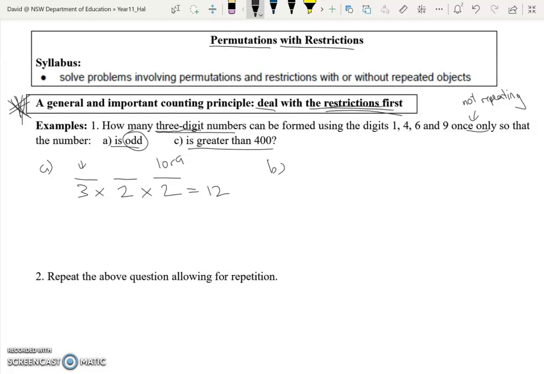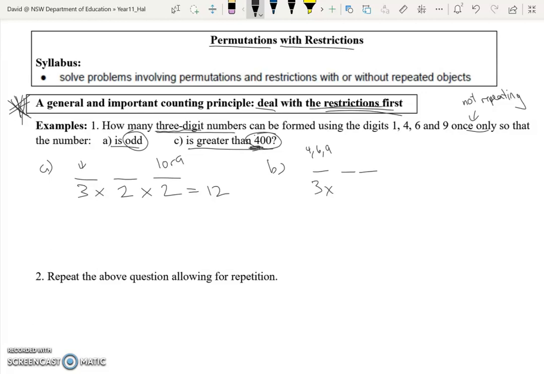So B, I want it to be greater than 400. In order for it to be greater than 400, the restriction must be on the first digit. It can't be a 1, right? It can only be a 4, 6, or a 9. So there are 3 options for the first digit.